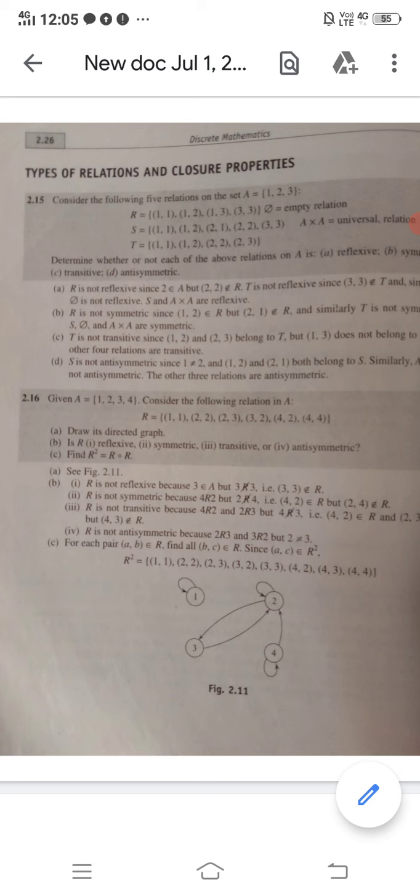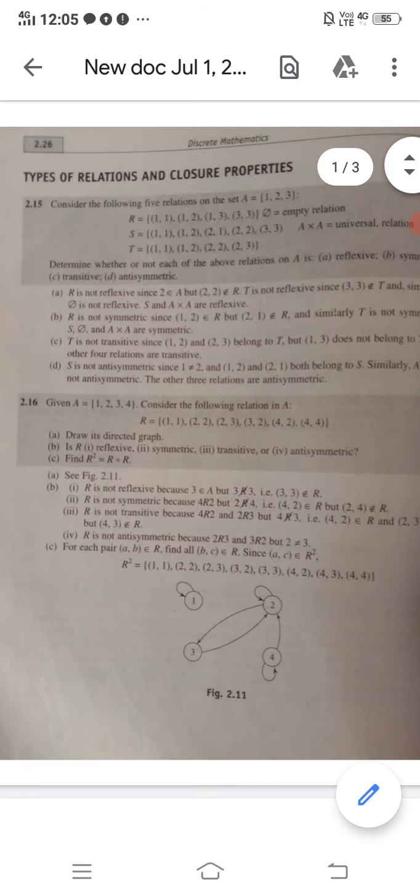Let's check T. T में conditions ही नहीं है, so T is antisymmetric. Empty relation is always antisymmetric. Universal relation will never be antisymmetric because कभी भी A is equal to B नहीं होगा. So let's check the solutions.